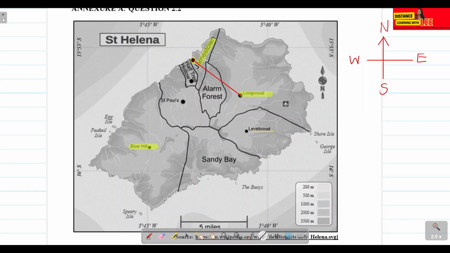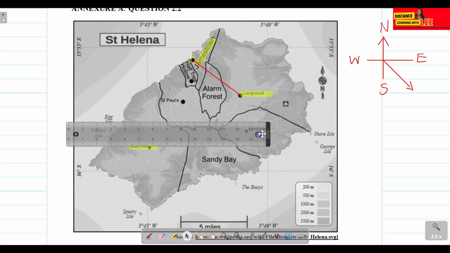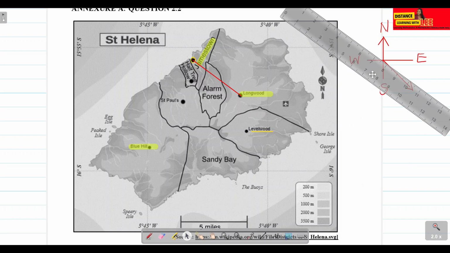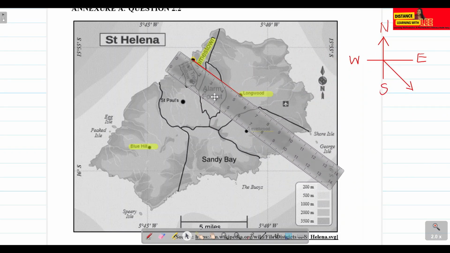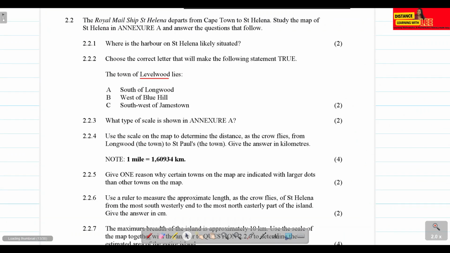If you look at the general direction, at how I've connected the line from Jamestown to Longwood, we can see that Longwood is situated southeast. Do you see that that is in the southeast direction? Longwood is situated southeast from Jamestown. Let's see if we were given that option there. The option that is given to us says southwest. So from that, we can definitely see that this is not a true statement.